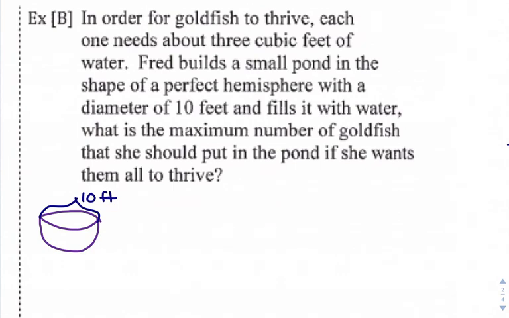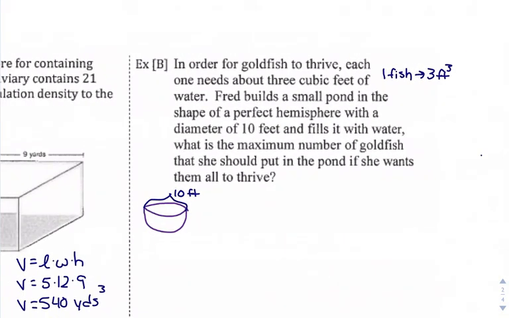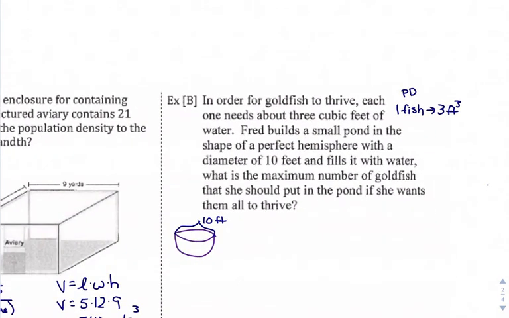In order for a goldfish to thrive, each one needs about 3 cubic feet of water. What that means is one fish needs 3 feet cubed. That is actually our population density. Fred builds a small pond in the perfect shape of a hemisphere with a diameter of 10 feet. As you can see, I already drew that. And it fills it with water. What is the maximum number of goldfish that he should put in the pond if he wants them all to thrive?